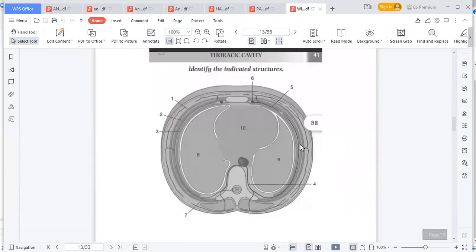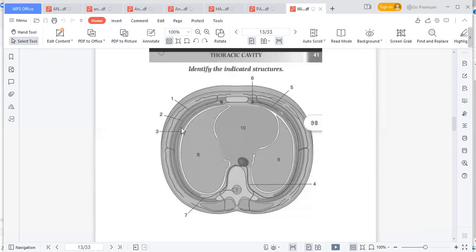This one will come, and I can try to label some things. This is the mediastinum. Number 10 is the heart. Then you have the muscles. Starting from number 1, it's called the external oblique muscle because it is external there. From there, number 2, the next layer, is the internal oblique muscle. The next one is the transverse abdominis, which is number 3.